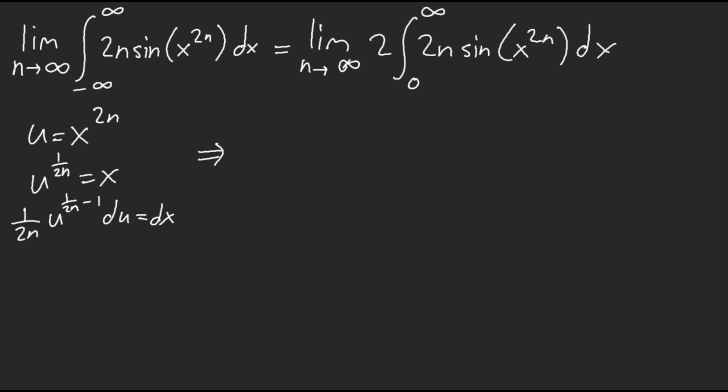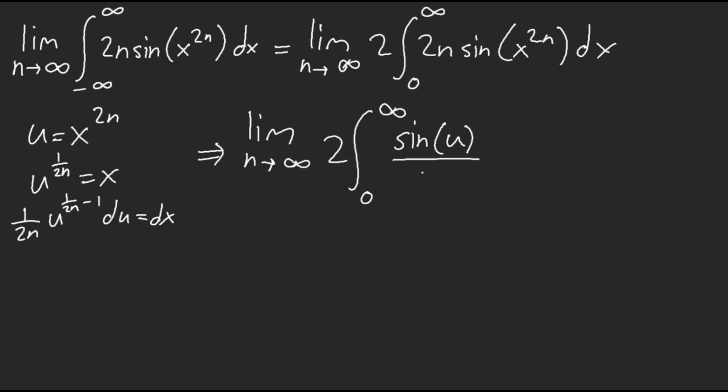And so what we have left now is that we now have a limit of 2 from 0 to infinity. Right? So from 0 to infinity. And then we have, let's see, the 2n's canceled out. We have sine of u. And then our dx is going to have that minus 1 is this. And then times u to the power of 1 over 2n du.